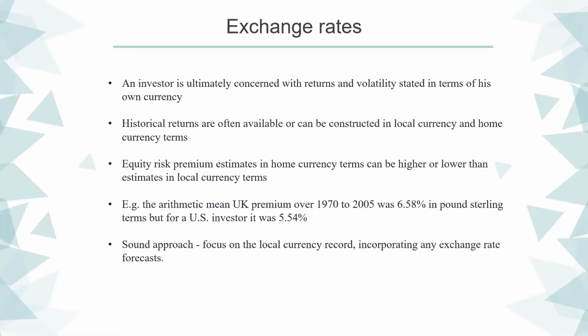For example, the arithmetic mean UK premium over 1970 to 2005 was 6.58% in pound sterling terms, but for a US investor, it was 5.54%. The US dollar estimate more accurately reflects a US investor's historical experience. A sound approach for any investor is to focus on the local currency record, incorporating any exchange rate forecast.